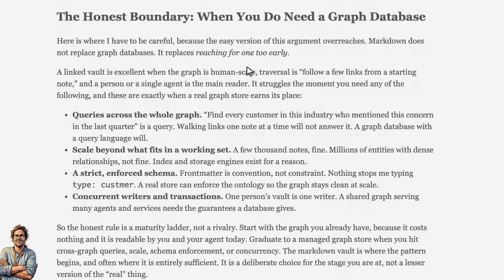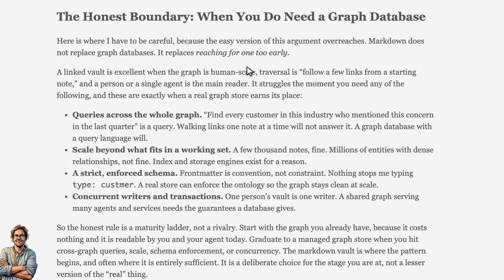Here is where I have to be careful, because the easy version of this argument overreaches. Markdown does not replace graph databases, it replaces reaching for one too early. A linked vault struggles the moment you need queries across the whole graph, scale beyond a working set, a strict enforced schema, or many concurrent writers. Those are exactly when a real graph store earns its place.